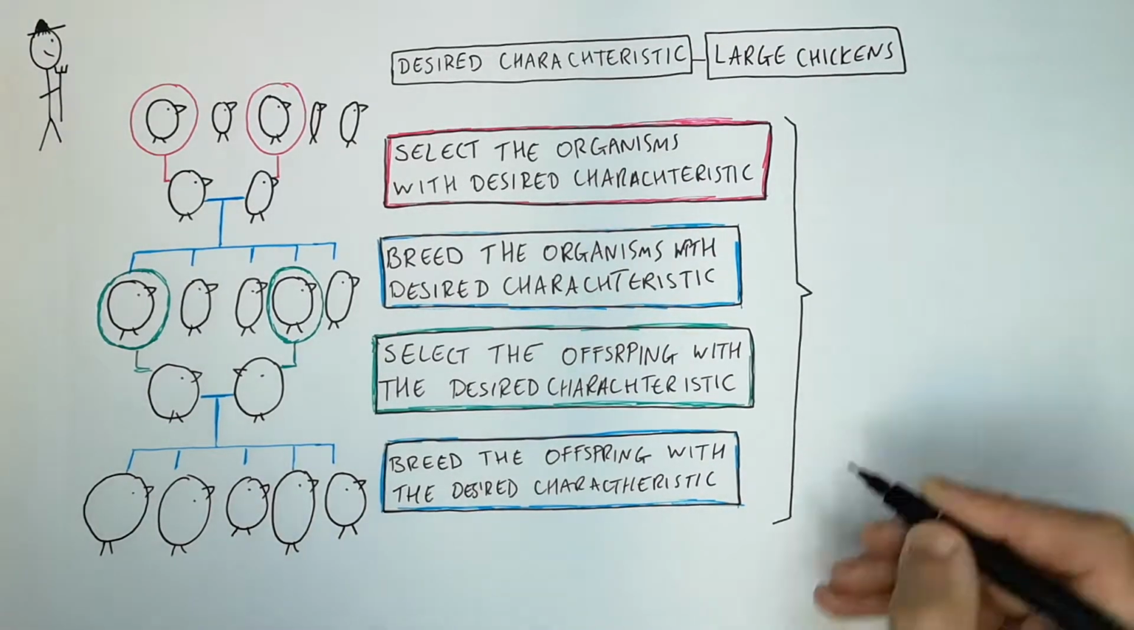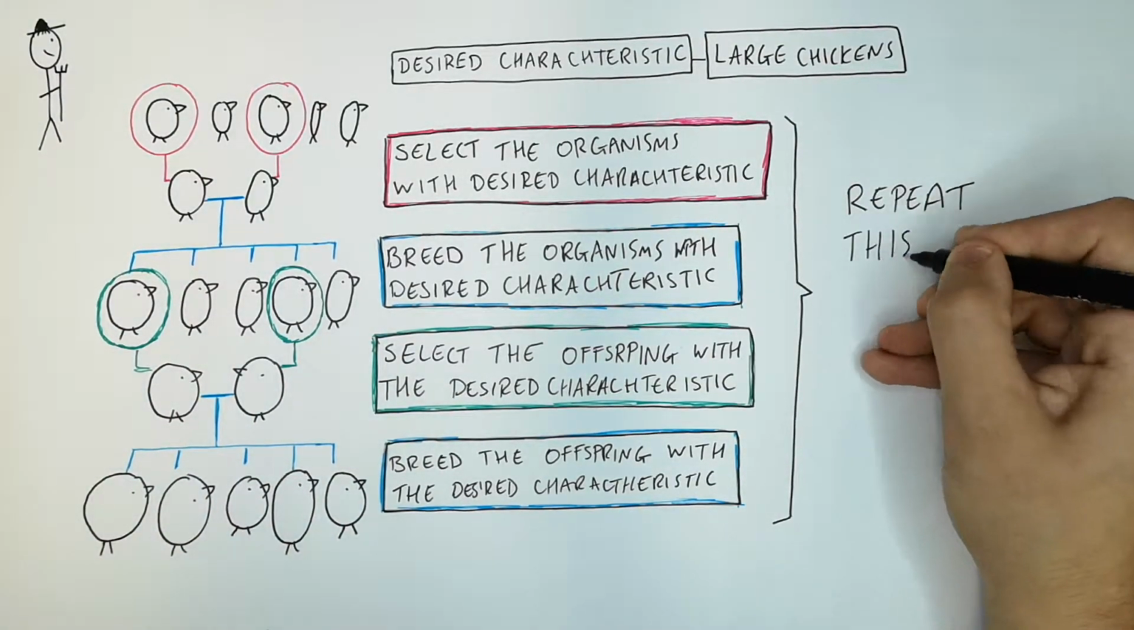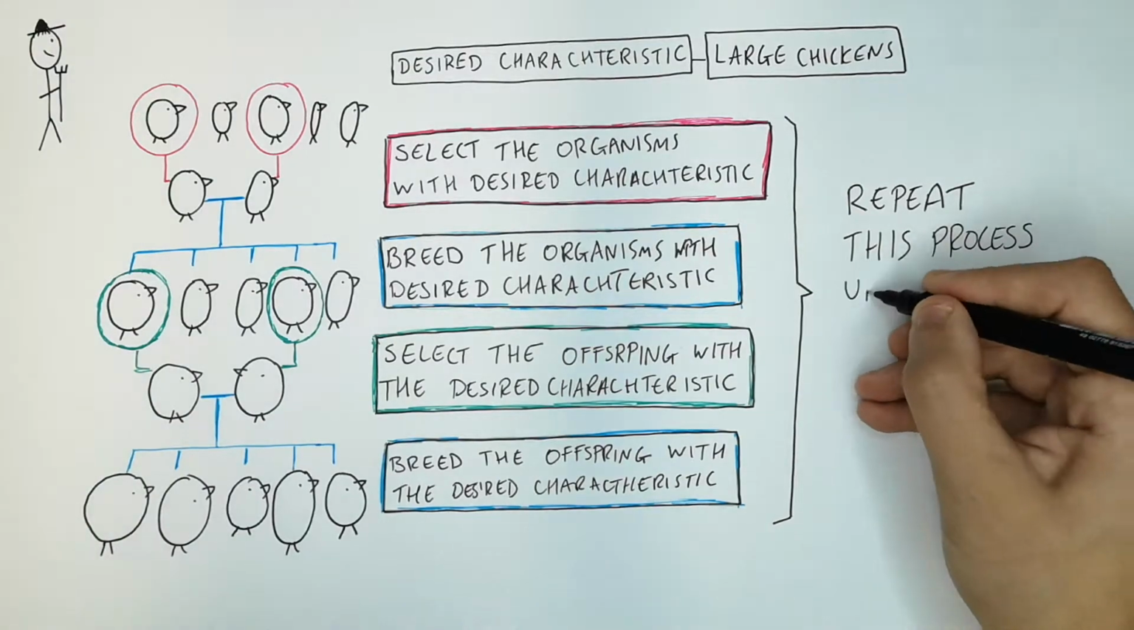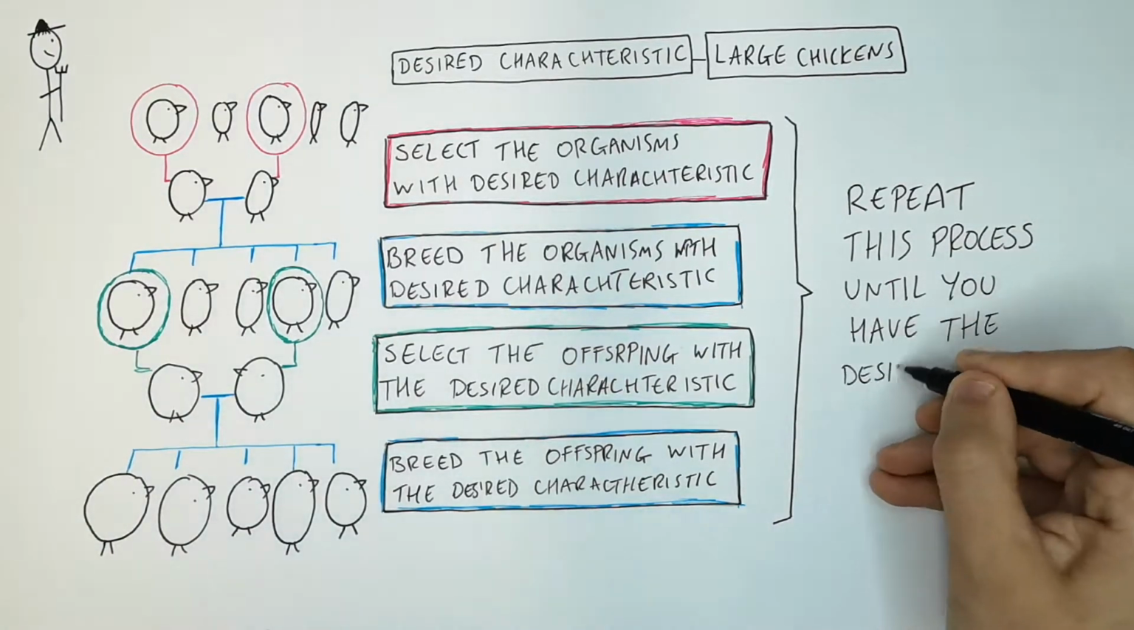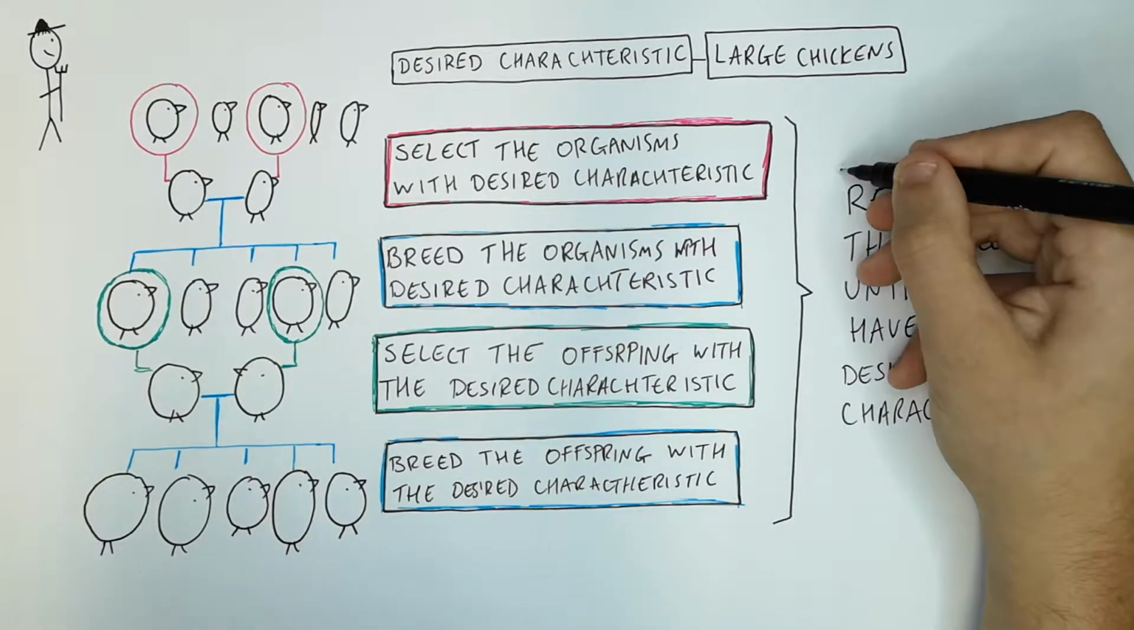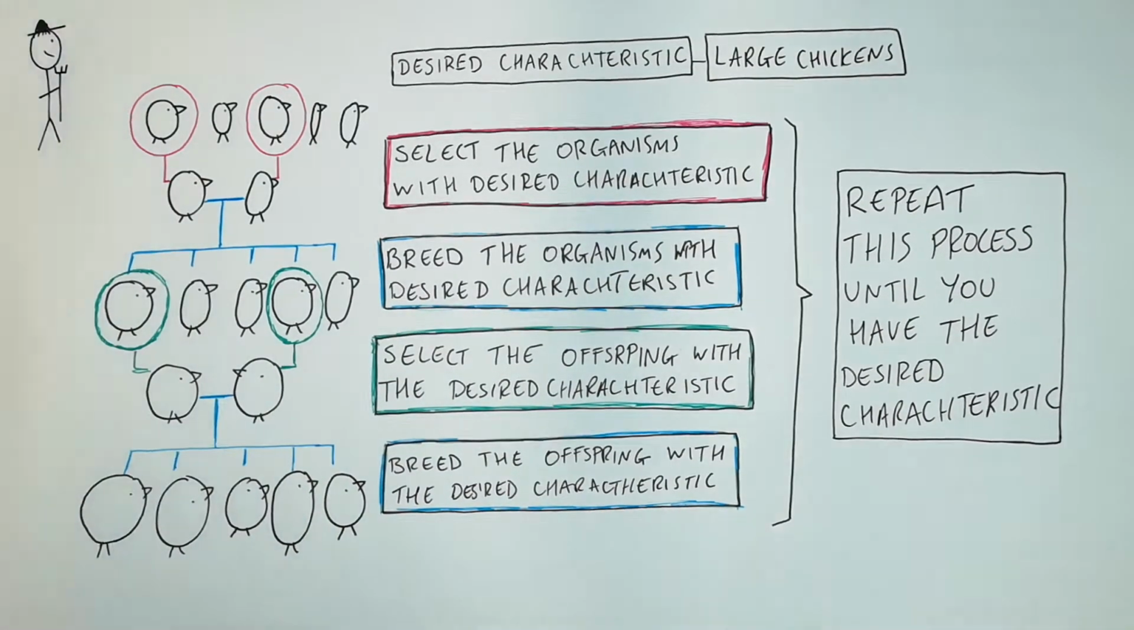So then you repeat this process. Really important, you repeat this process. The more times you do, you have the desired characteristic, and you might end up with a super chicken like the one I've just drawn with lots of meat.